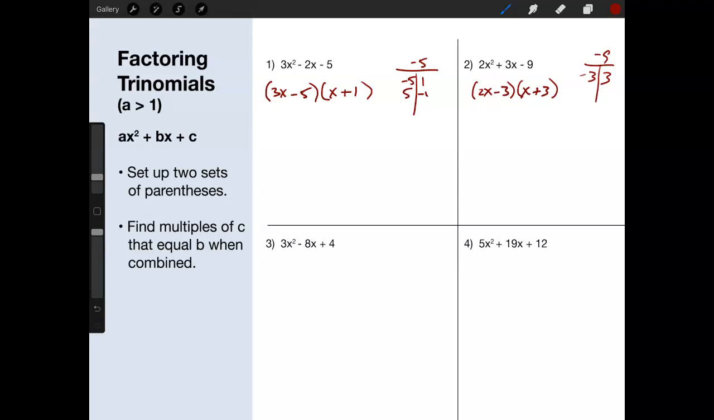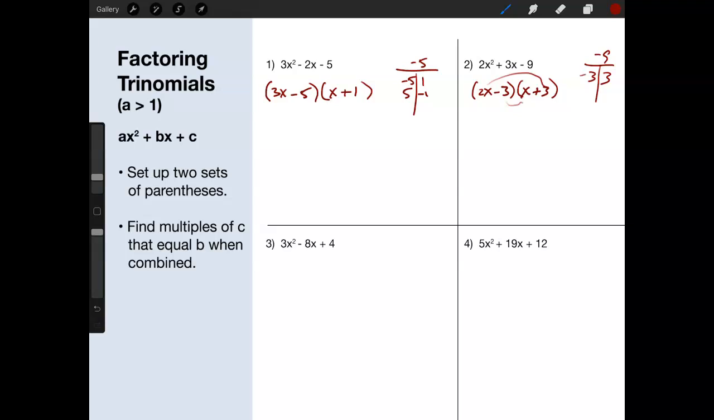Because when we do the outside and the inside, we have 2x times positive 3 is 6x, and then x times negative 3 is negative 3x. When combined, that will give us positive 3x.